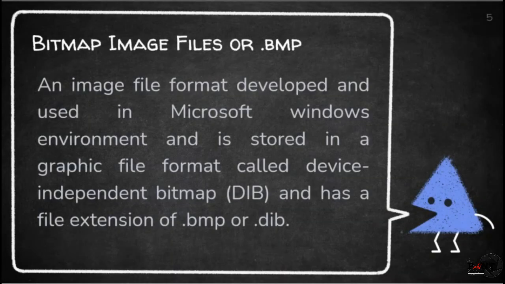One is the BMP or bitmap image file. It is an image file format developed and used in Microsoft Windows environment and a method by which a display space such as a graphics image file is defined, including the color of each of its pixels or bits, which has the file extension of .bmp or .dib.